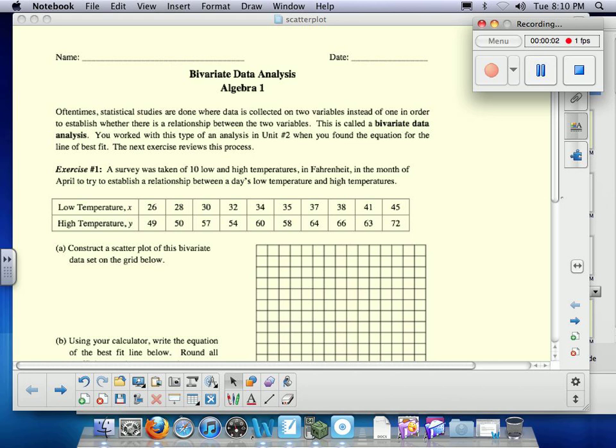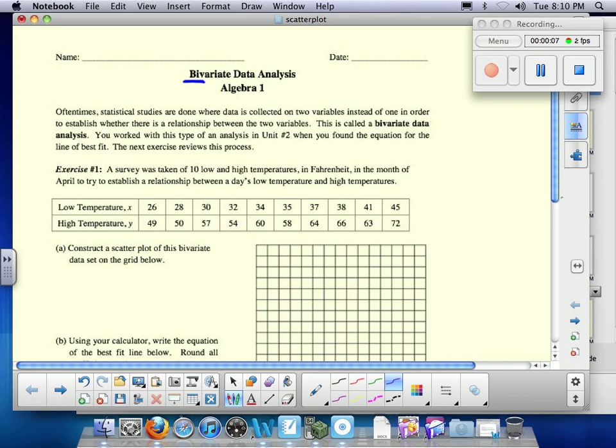Today we're going to look at bivariate data. Bivariate data means that we have two variables instead of one. Bivariate, like a bicycle, has two wheels. So let's jump right in.